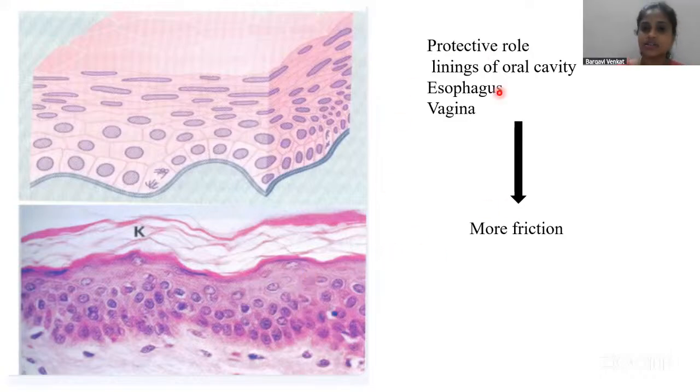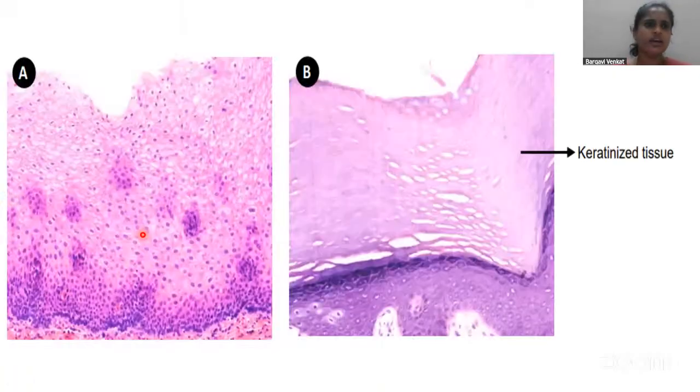They are all exposed to more friction, and you can have a keratin layer here. In this context, there are two types: non-keratinized stratified squamous epithelium and keratinized stratified squamous epithelium. You can see the keratin layers here. That is why it is called stratified squamous epithelium with keratin.